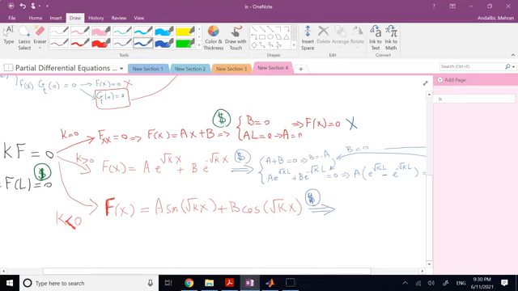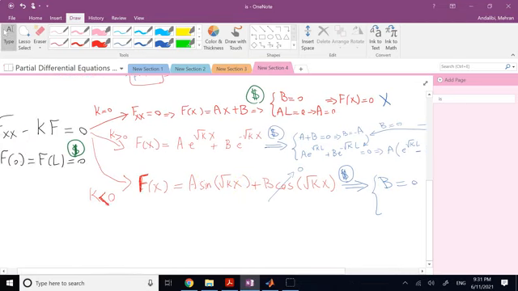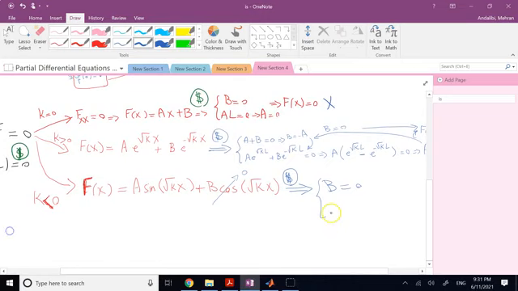So if I do that, at x of 0, the sine term goes to 0, the b cosine will be 1, so it means b has to be 0. Good, that's your first one. F at 0 is 0. B is 0, so it means this term is gone. So your only solution is a sine of that. Now, the value of that function at L should be 0, so it means a times sine of square root K times L should be 0.